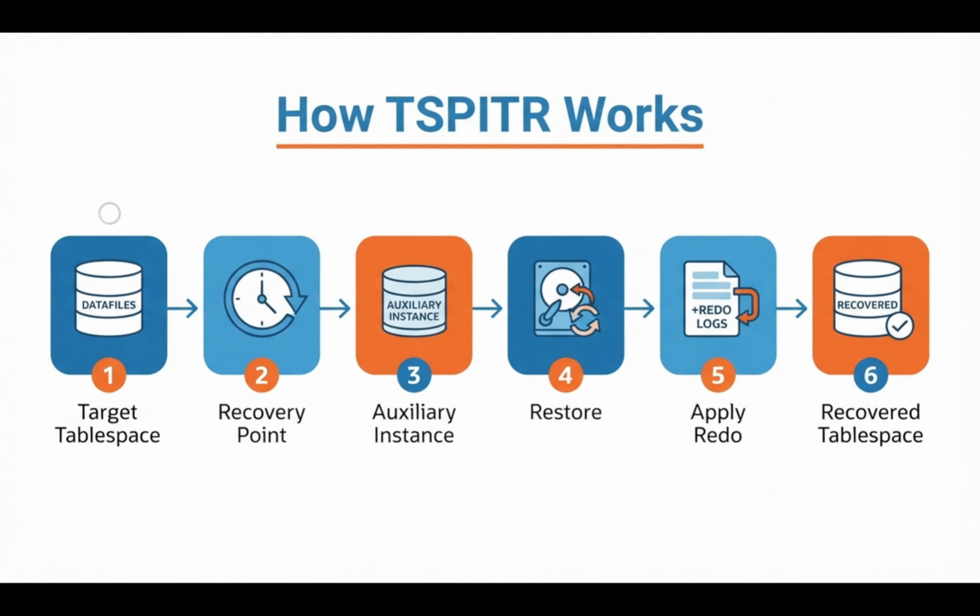Next, we identify the recovery points, usually a time before the unwanted change occurs. RMAN then uses an auxiliary environment to perform the recovery. Required backups are restored. Archive redo is applied to move the recovered data forward to our target point. Once the recovery is completed, the recovered tablespace can be brought back into the production database.